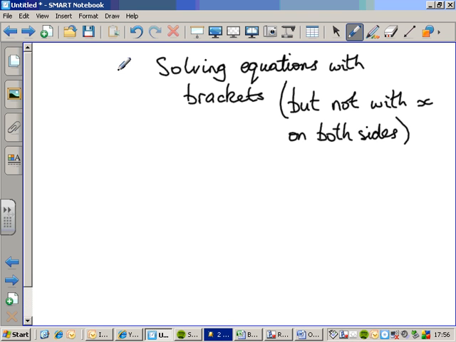Solving equations with brackets in them, but not with x on both sides here in this video. That'll be in another video. Equations with brackets in them. We've solved equations. There have been a couple of videos about just solving simple equations. Here are some equations. Here's an equation with brackets in it. Let's take 3 open brackets x minus 2 equals, let's say 24.